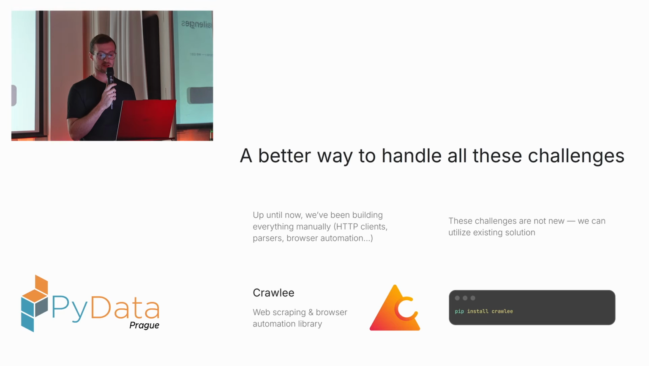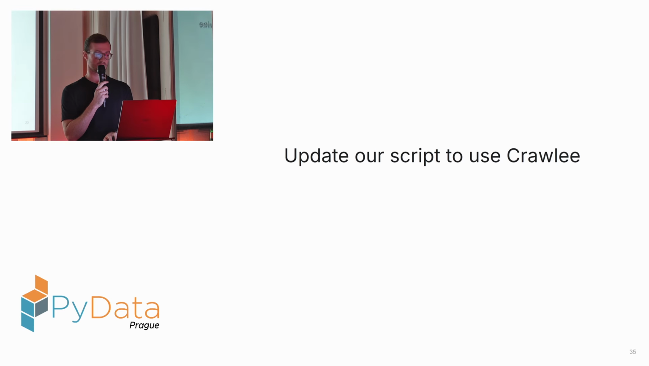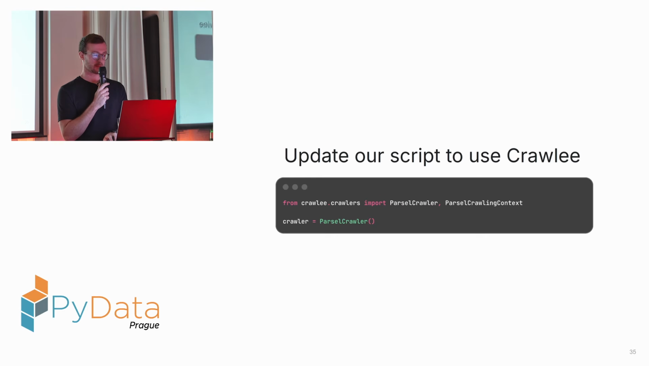Again, it's being built at Apify. It's fully open source. We've got JavaScript and Python implementations. So we're going to use the Python one today. And OK, let's do it. Let's install it and try to update our script to use Crawlee. And let's see what the difference will be.